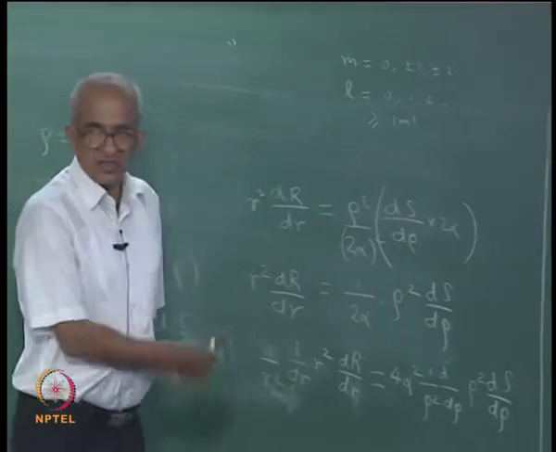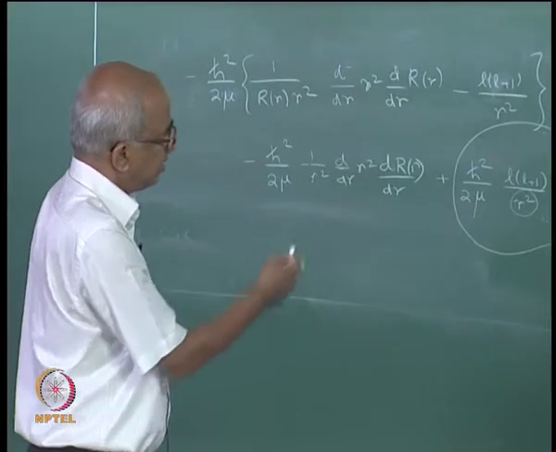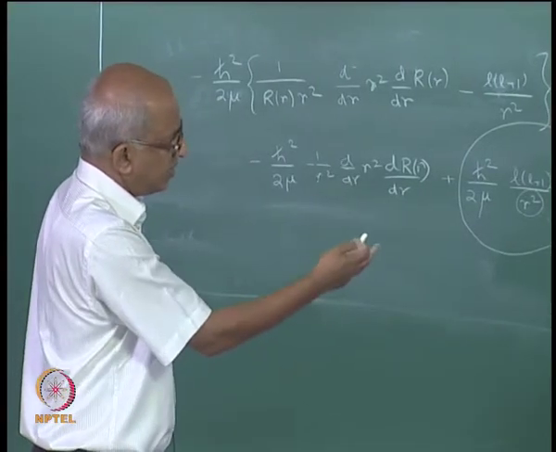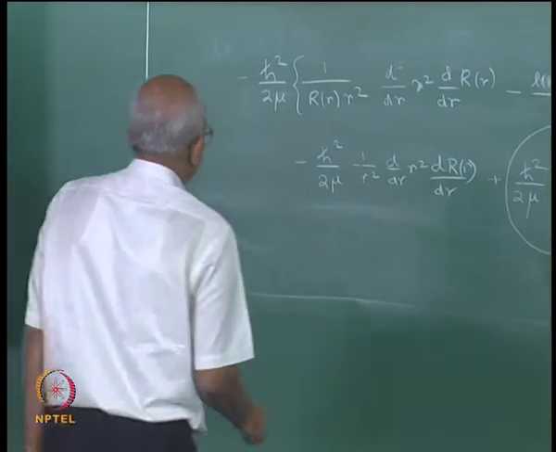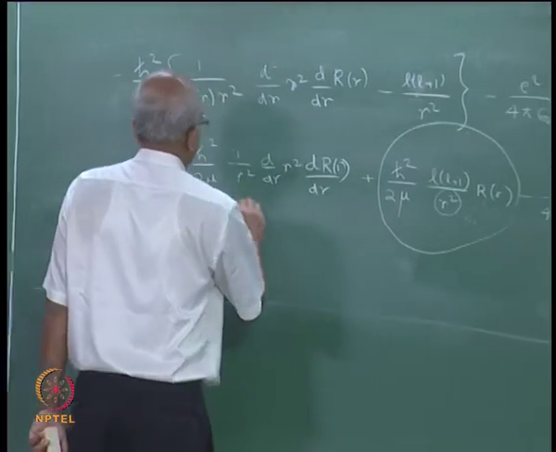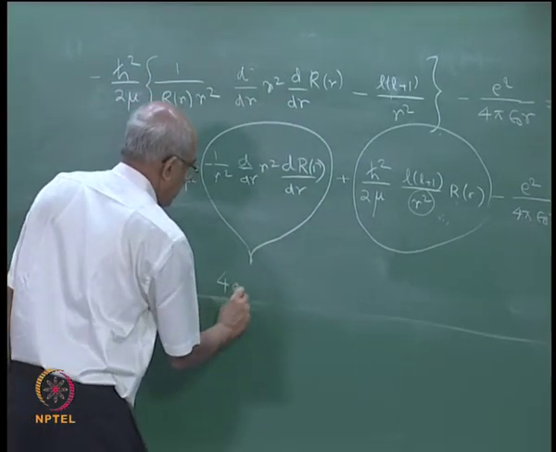That is the answer. I think you can easily verify this. If you just do the substitution, r is equal to rho by 2 alpha, all that will happen is that you will get just a 4 alpha square there, and therefore, this object will become 4 alpha square.